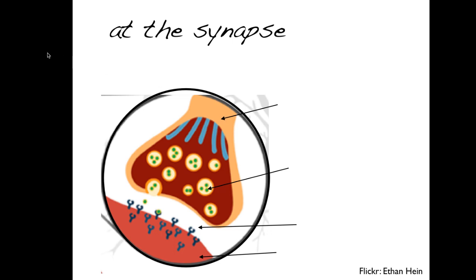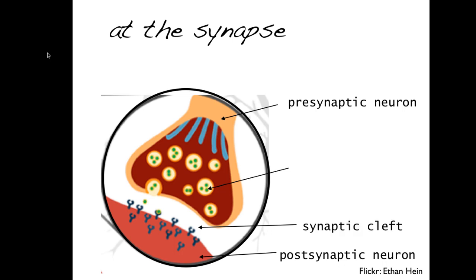Welcome back. Let's see if you got it right. Our first arrow points to the presynaptic neuron. The arrow at the end points to the postsynaptic neuron. And in between these two neurons is the synaptic cleft. Finally, contained within the presynaptic neuron are vesicles containing neurotransmitters.